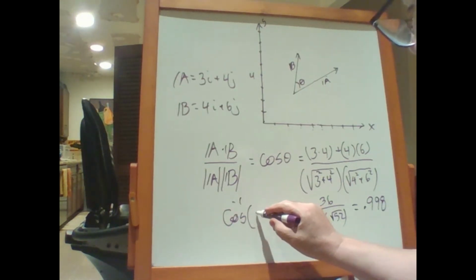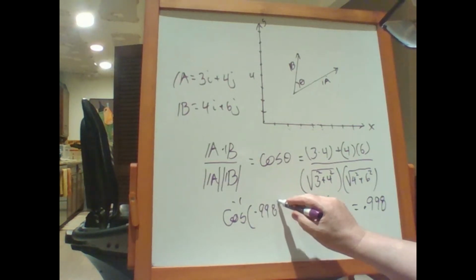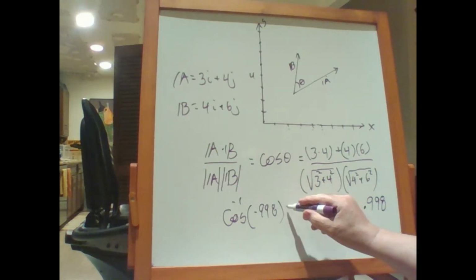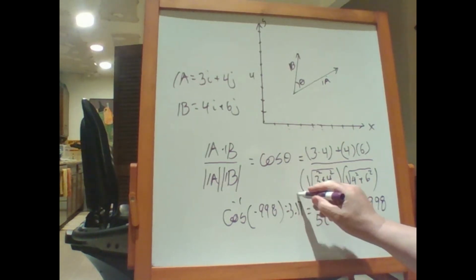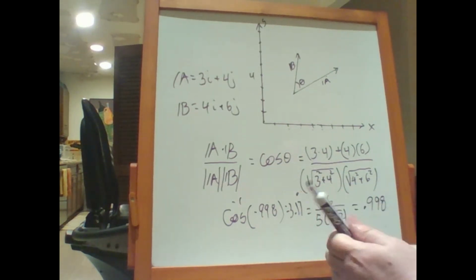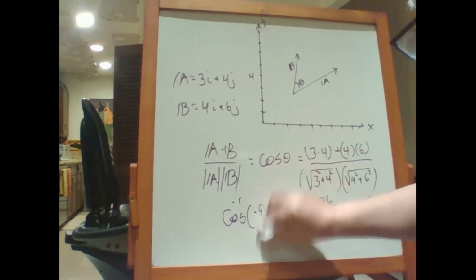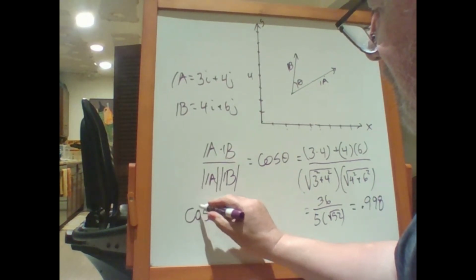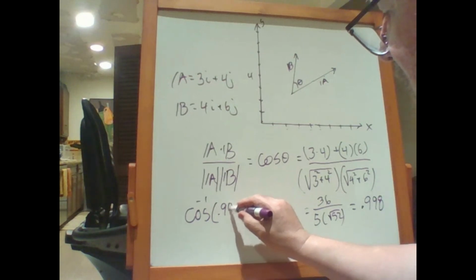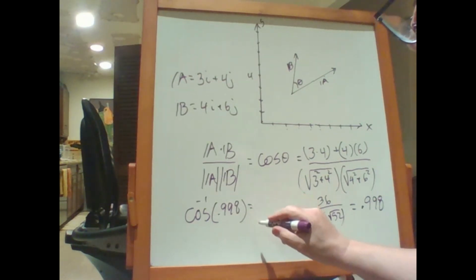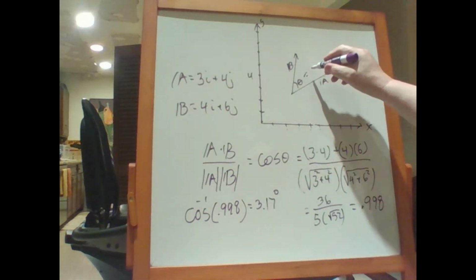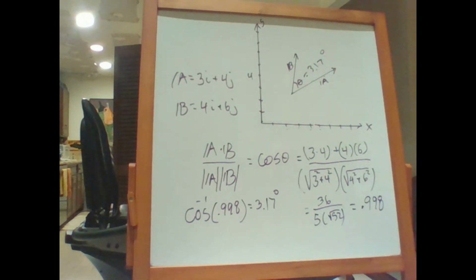And now, if we take the inverse cosine of 0.998, we're going to get a small angle because that's almost 1. That's equal to 3.17 degrees. So let's write that somewhere else. Cosine inverse of 0.998 equals 3.17 degrees. So that's what this angle is, 3.17 degrees.